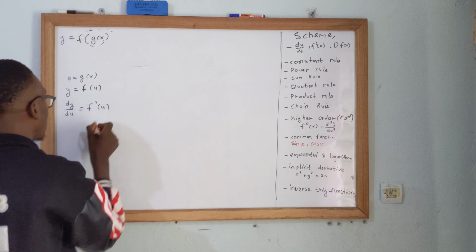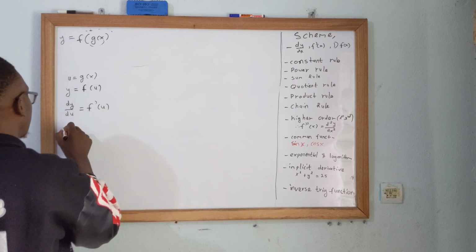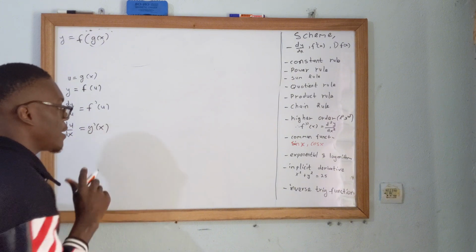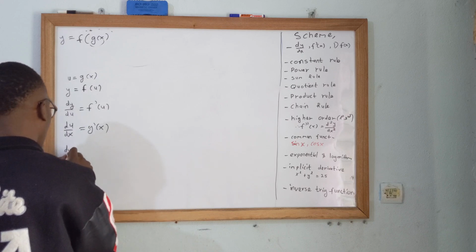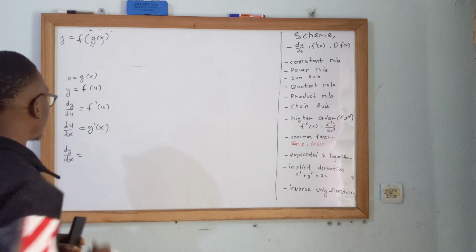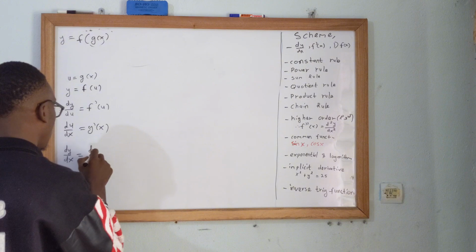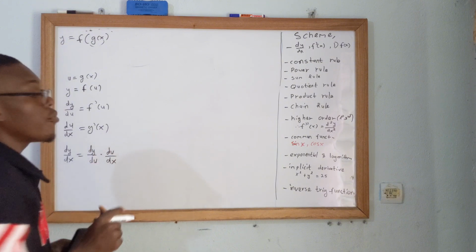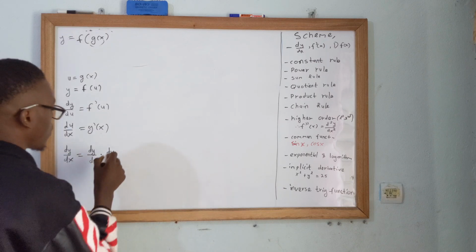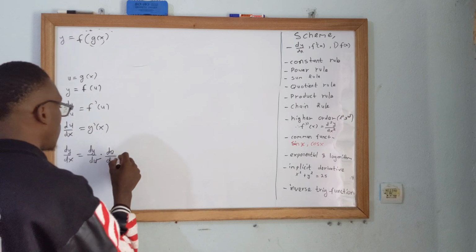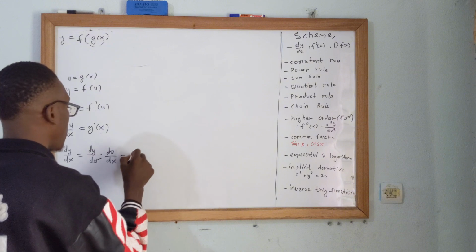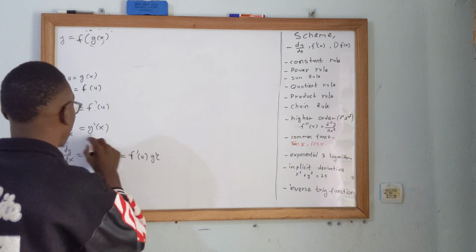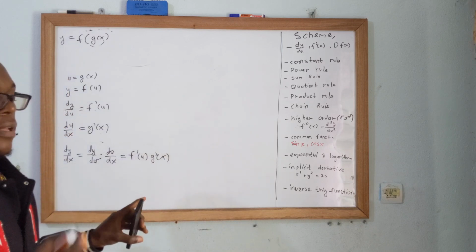F prime of u. And in the other case, we take this du over dx equals g prime of x. Hence, dy over dx is equal to what? dy over du times what? du over dx. Because at the end, we want to have dy over dx, so that this u and this u will cancel. And what are you going to have? We take this and multiply, that will be f prime of u times g prime of x. Okay, that is how it actually functions.